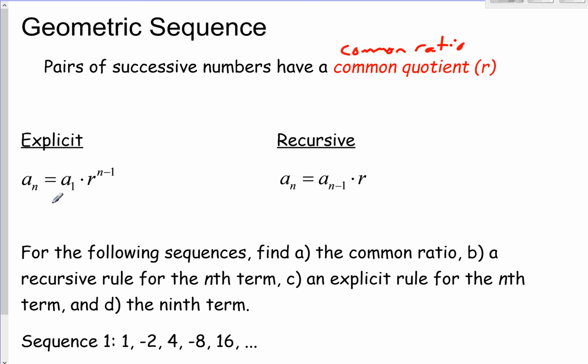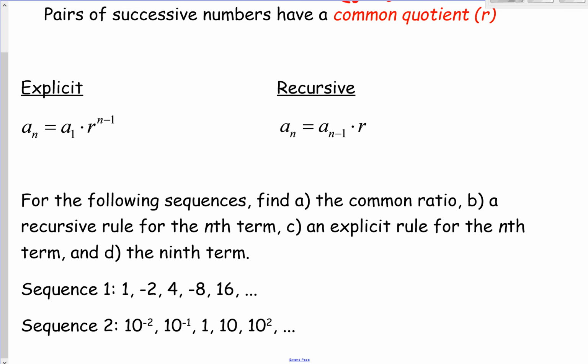Explicitly, each term would be the first term times my common quotient or common ratio raised to the n minus first power. Recursively, each term is the previous term times my common ratio. So again, doing similar problems to this, just like with arithmetic, I needed to find the common difference. The key to geometric is knowing my common ratio and knowing my first term. So to find my common ratio, instead of taking the second term minus the first, I'm going to take the second term divided by the first, which would be negative 2.